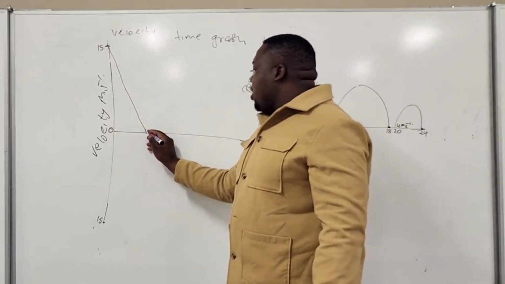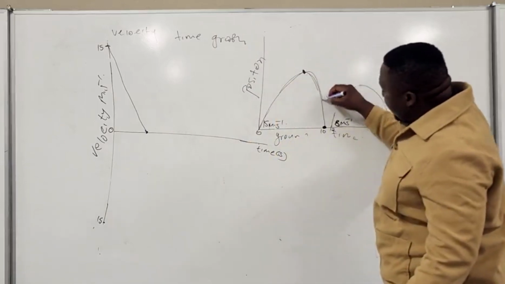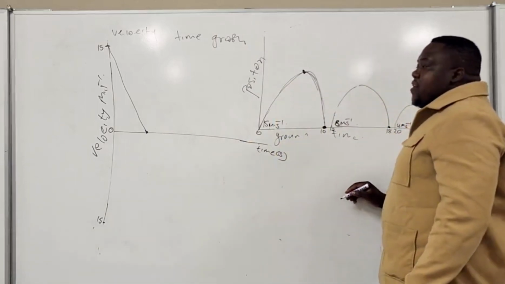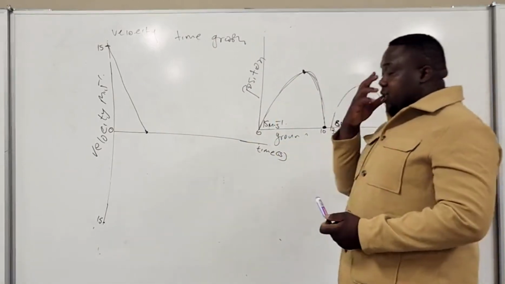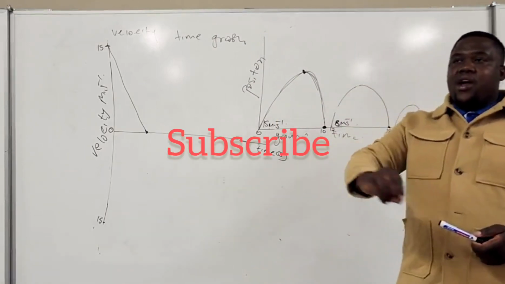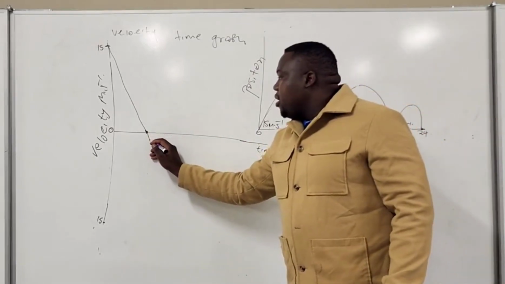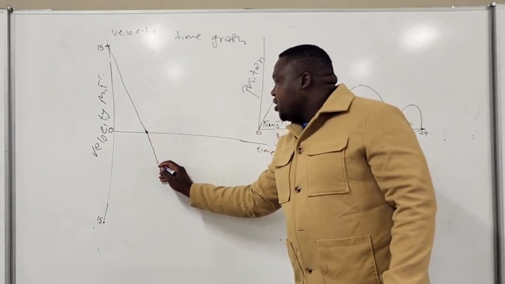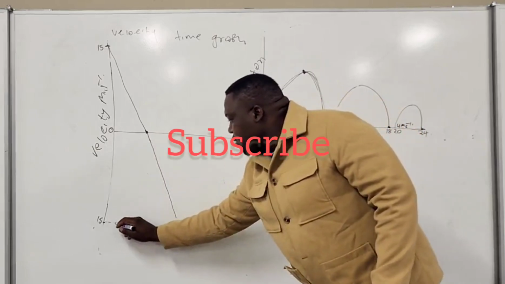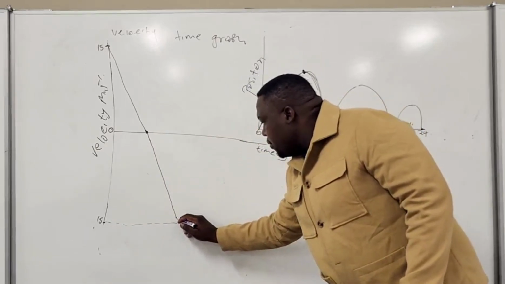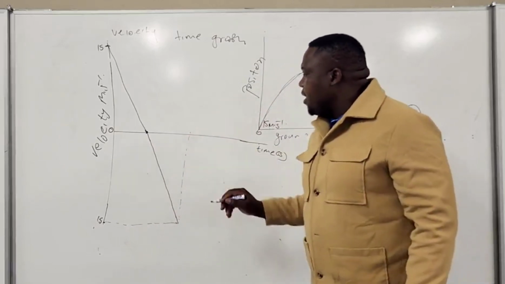Then the object will do what? The object will come down. As the object is coming down this side, what will happen to the velocity? Velocity will start to increase, meaning that the straight line graph of a velocity time graph will be moving away from 0 as the object is coming down. So that is what is happening here. You can see that the straight line graph is doing what? It's moving away from 0. Then we're done representing the first part.